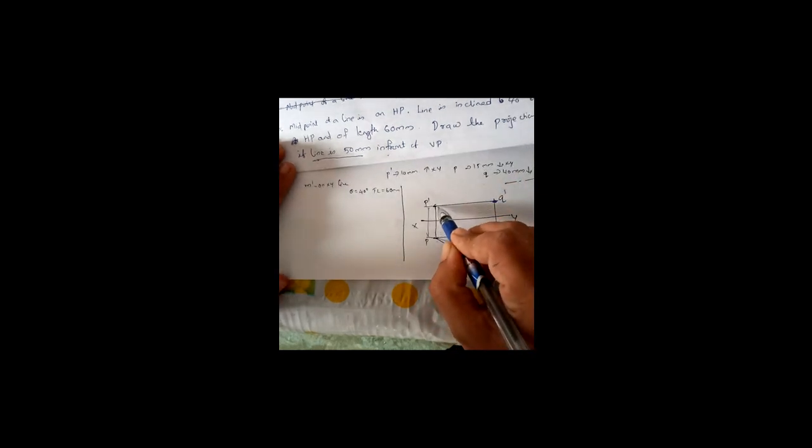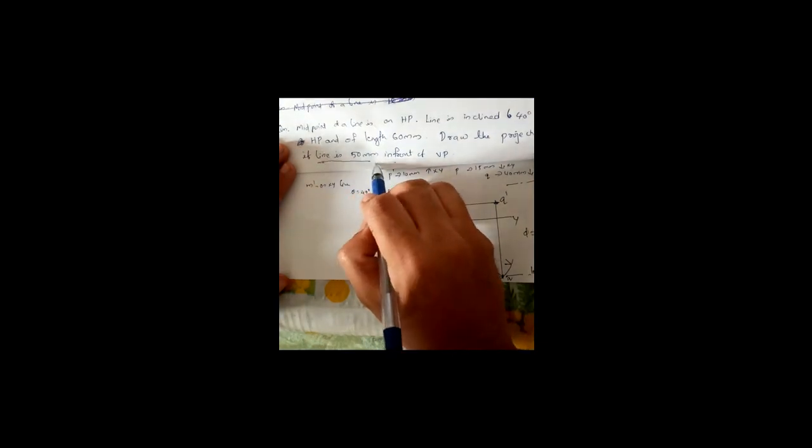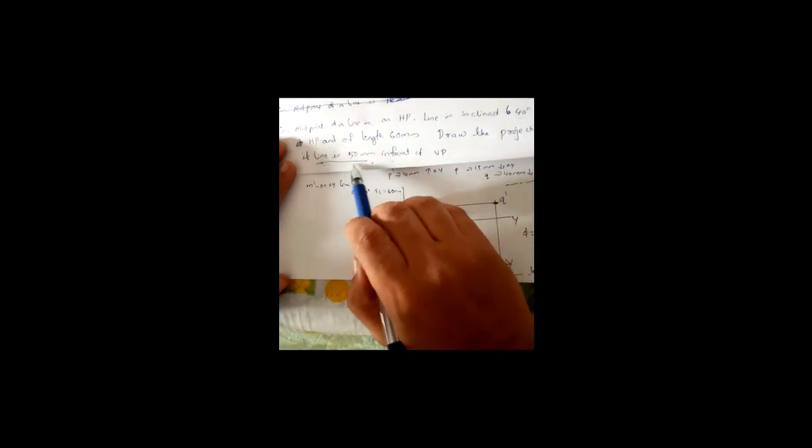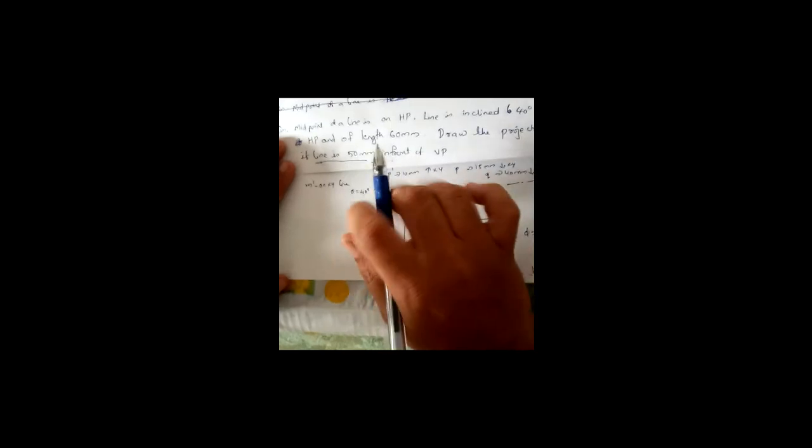See for an example, here P dash is 10 mm above XY line. Parallel means Q dash is also 10 mm above XY line. Here they have given the line is 50 mm in front, that means both the endpoints are 50 mm in front of VP. VP means that is our top view, and the top view is 50 mm below XY line. Top view means full AB, and AB is parallel. One view is parallel and one inclination is already given, which means it is inclined to one plane and parallel to the other plane.